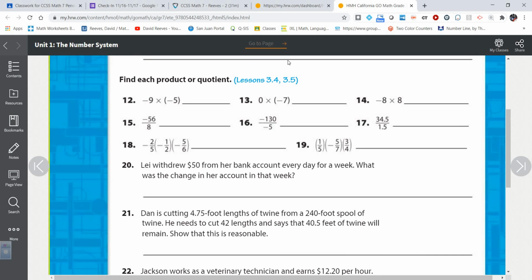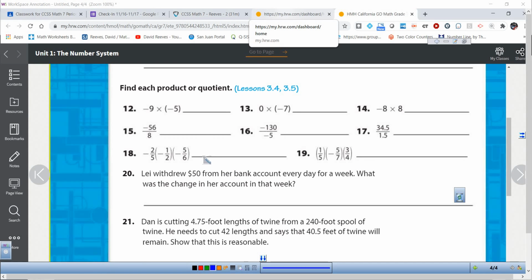All right, so I think this is something that we really need to make sure we have nailed down super duper well. So this is a multiplication problem. How many negatives do I have? I have 1, 2, 3 negatives, so I know my answer is going to be negative. This is a multiplication problem. How many negatives do I have? I have 1 negative, so I know my answer is going to be negative.